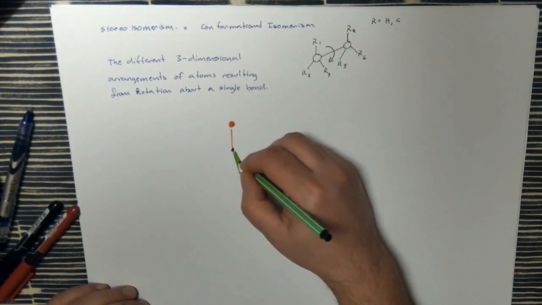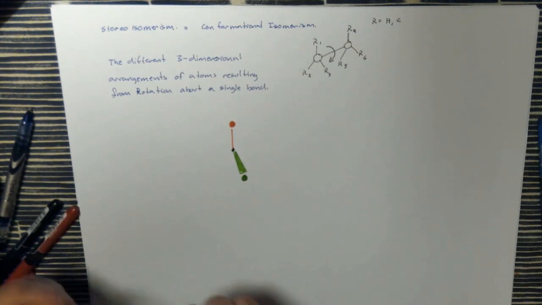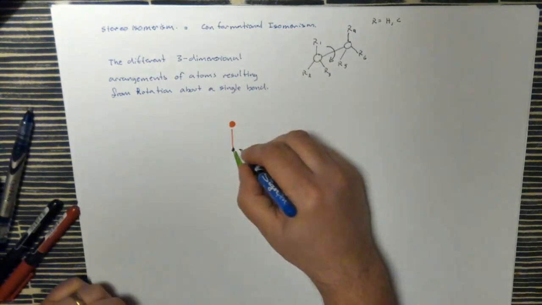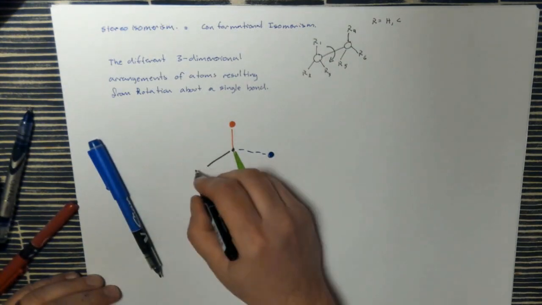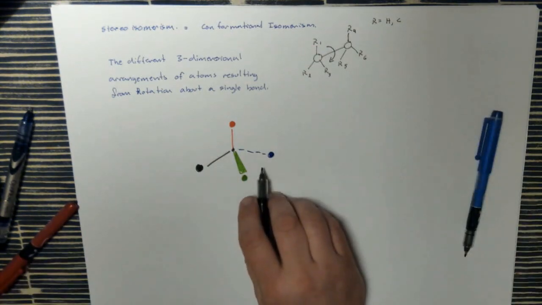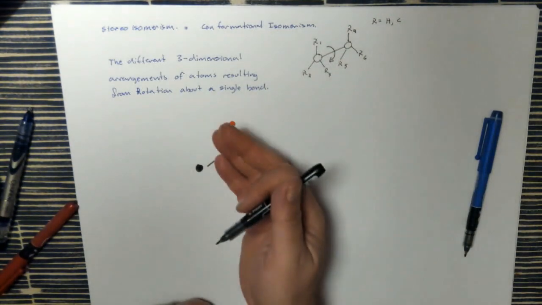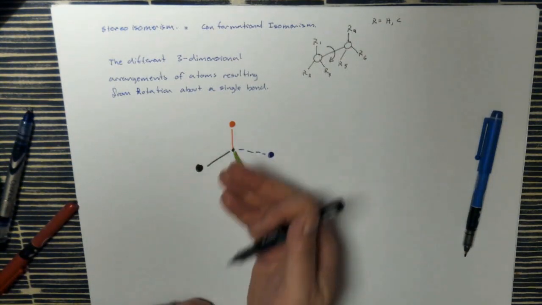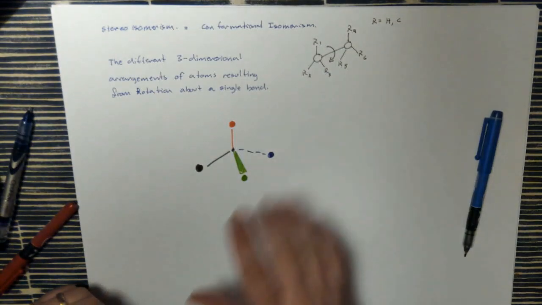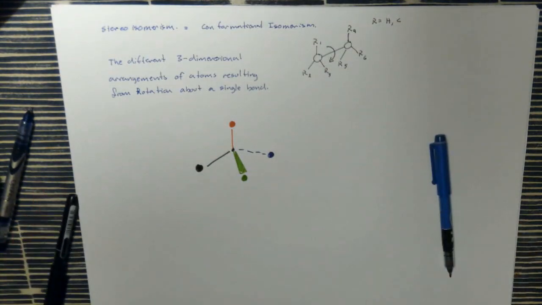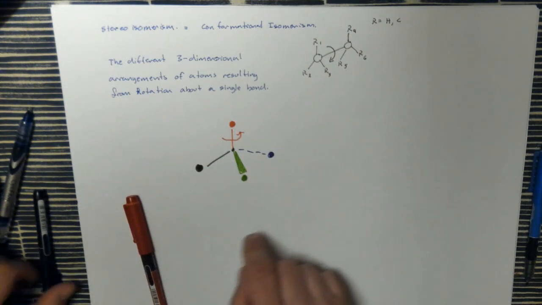So if we try to visualize this three-dimensionally, where the dashed line represents the dimension backwards behind here, and the thicker green line represents an atom that is sticking out towards us, and the black line and the red line are in the same plane as the paper itself. Then we can see that if there's a rotation about this bond, then these things will end up in different positions all the time.